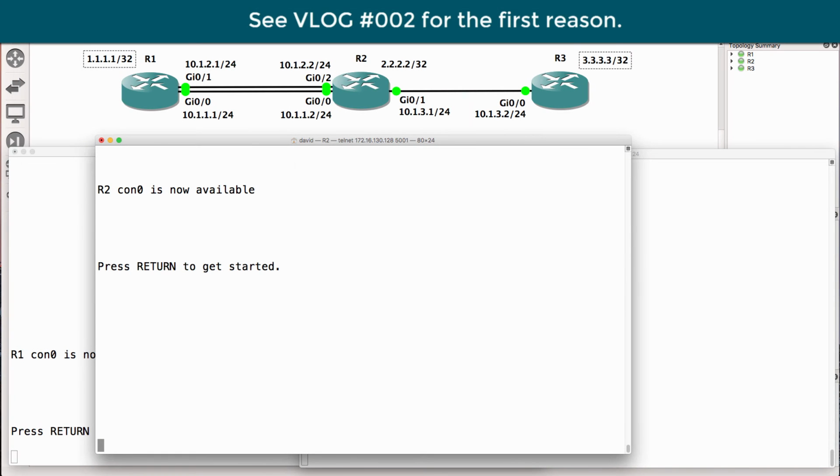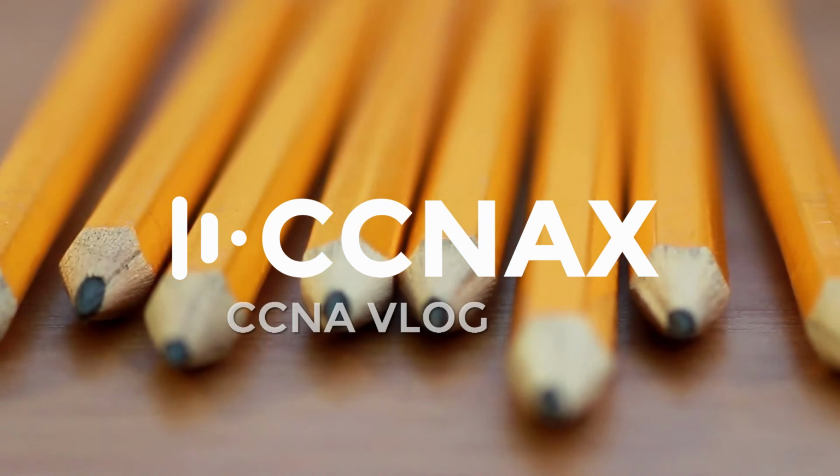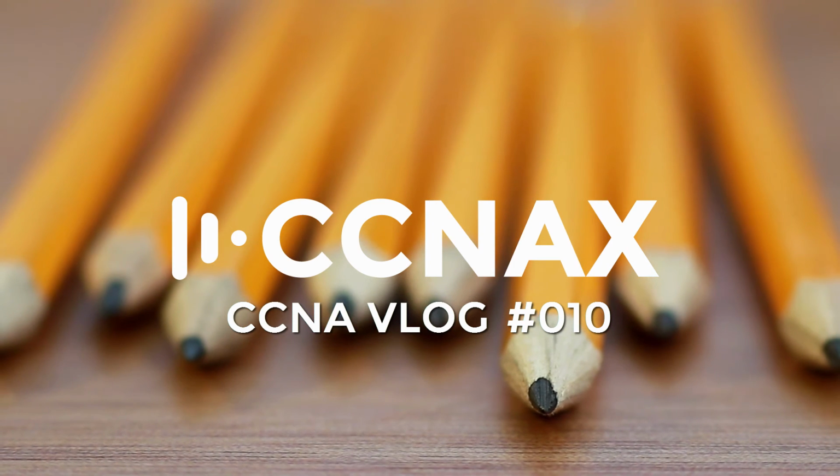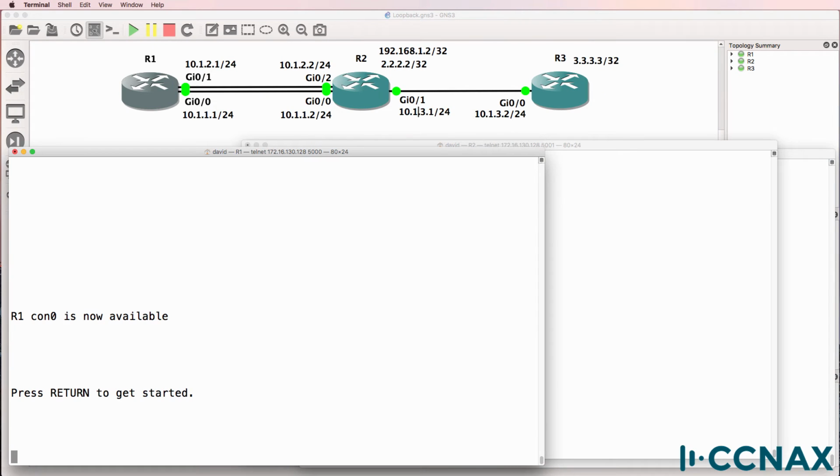In a previous vlog, I explained why you would use a loopback interface, and I gave you one reason. Let's look at another reason. Another reason why you want to use a loopback is because routing protocols such as OSPF use the loopback to determine the router IDs of routers in the OSPF network.